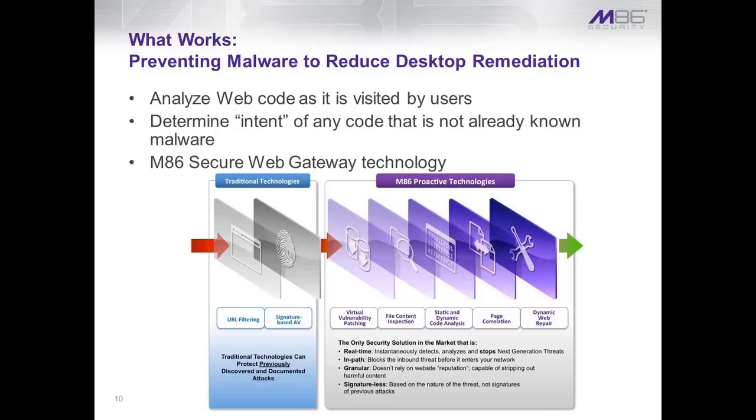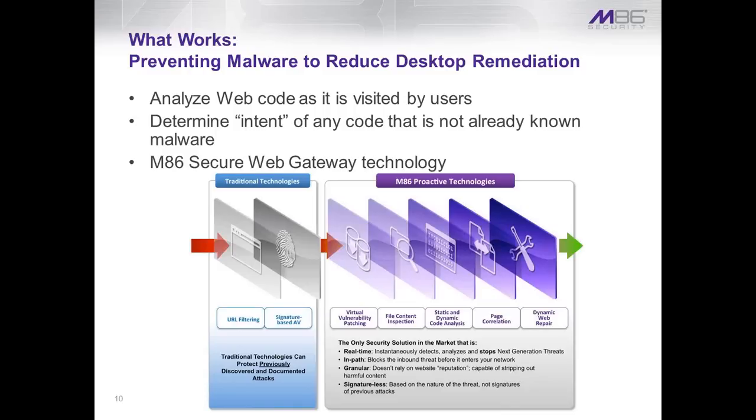By focusing on the intent or behavior of the code, M86 Security's real-time layered approach, which was outlined here, effectively protects you against the most sophisticated attacks. It's accurate. It is the most accurate in the industry. It's intelligent. We don't need signatures. We don't need patterns. We don't need to look up to the internet to match things. We do this as it happens.